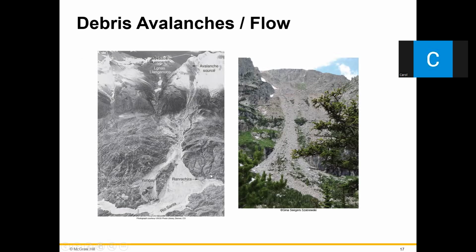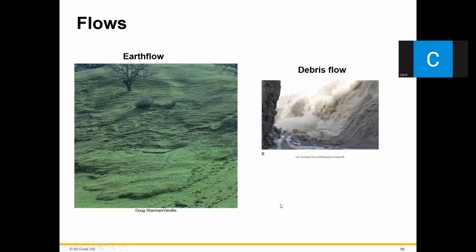Here are some pictures of after the fact. I would like you to Google a video of these debris flows happening and what they look like. Here's an aftermath of an earth flow. You can see these are all different individual flows, or it could be just one thing, but this is what we call hummocky landscape, a rippled, bumpy landscape, and that's common with landslides, earth flows, and slumps.